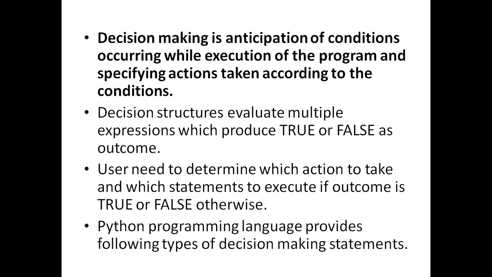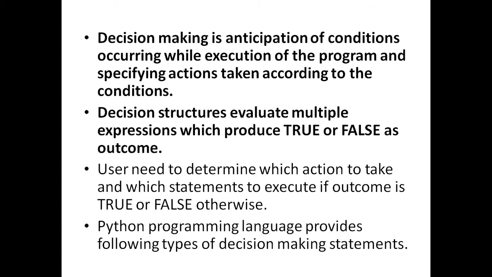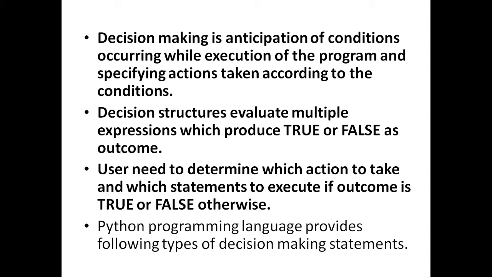Here we will see control flow statements in Python. Decision making is an anticipation of conditions occurring during execution of the program and specifying actions taken according to the conditions. Decision structures evaluate multiple expressions which produce true or false as outcome. The user needs to determine which action to take and which statement to execute if the outcome is true or false.